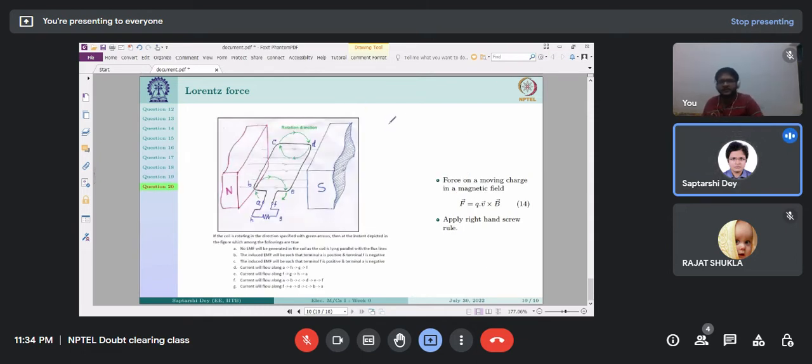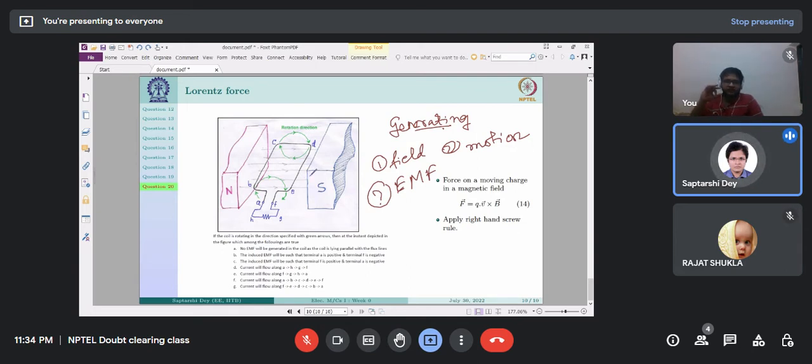While in generating, this is a case of generating. While in generating, we have the opposite. In generating, we have the field present. We have the motion present, right? A generator is run by some prime mover from outside, and we have been asked to find out the EMF. The load of a generator is some electrical load. Here in this case, the resistance.